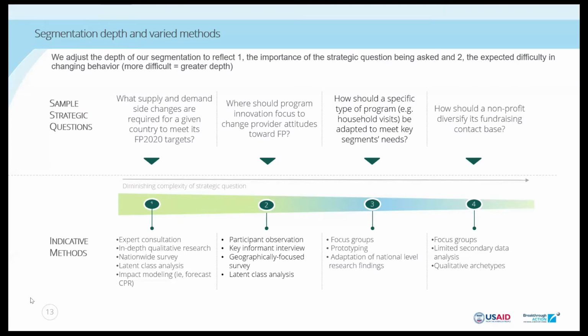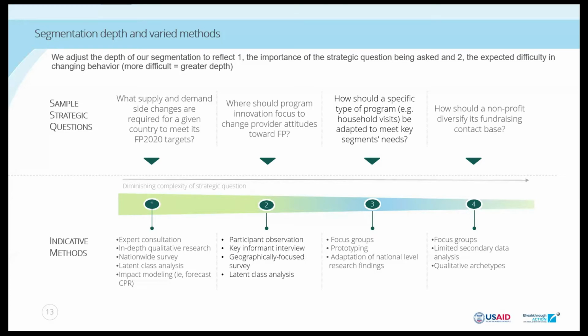So I think we saw a couple great examples in these first two presentations of different approaches to conducting segmentation. It's a question that's often asked, is there one right way to do it? Can I use existing data? Do I need to do a nationally representative survey, etc.?